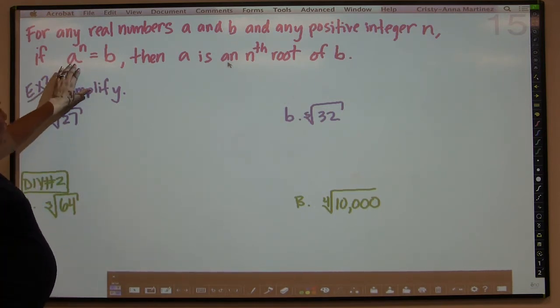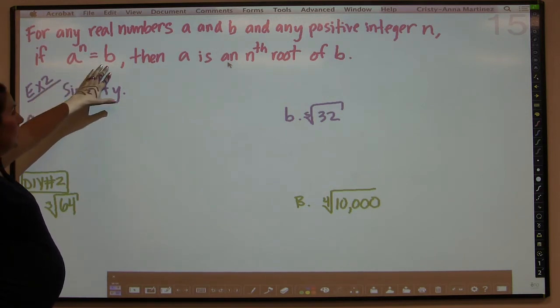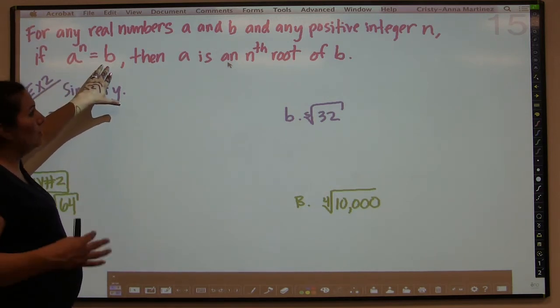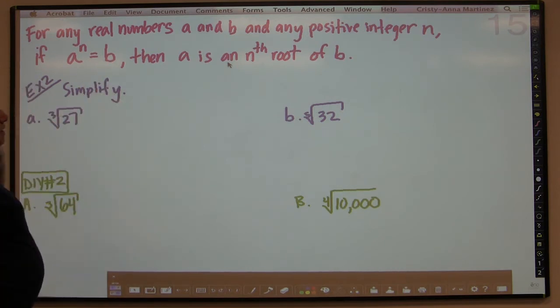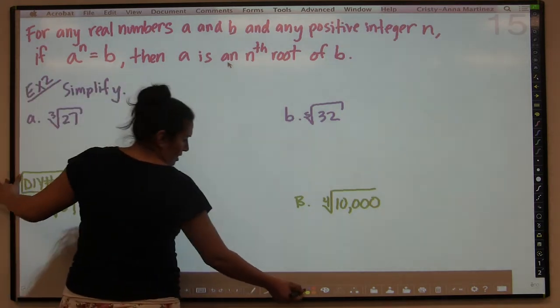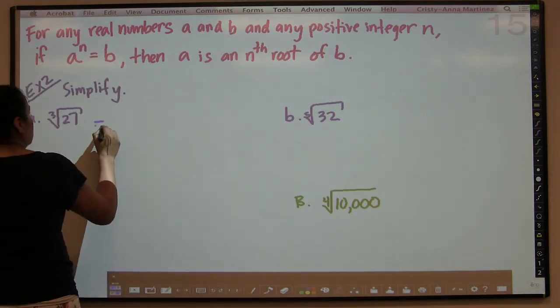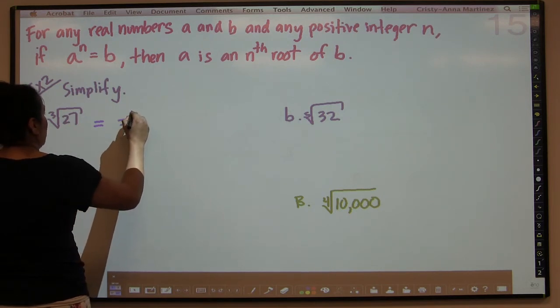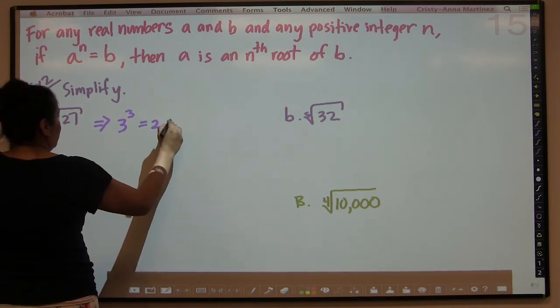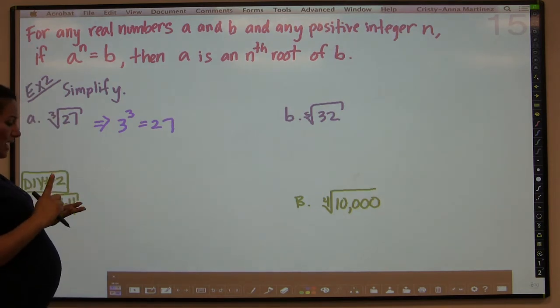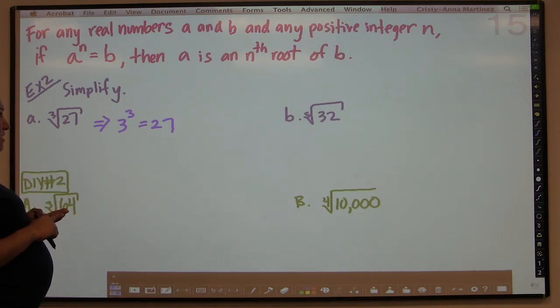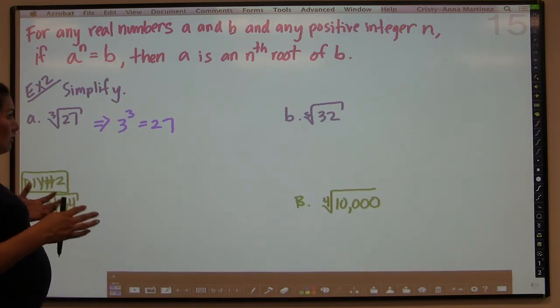If a to the n power equals b, then we call a the nth root of b. So again, that might sound kind of technical, but we're going to try to use that concept here in the examples. Because 3 to the third power is 27, so we have 3 times 3 times 3, so 3 times 3 is 9, 9 times 3 is 27. So because 3 to the third power is 27, then 3 is considered the third root of 27, or the cubed root of 27.